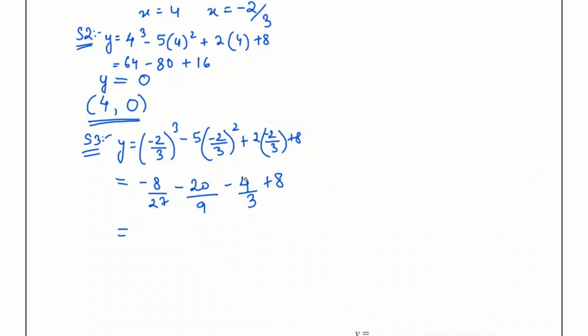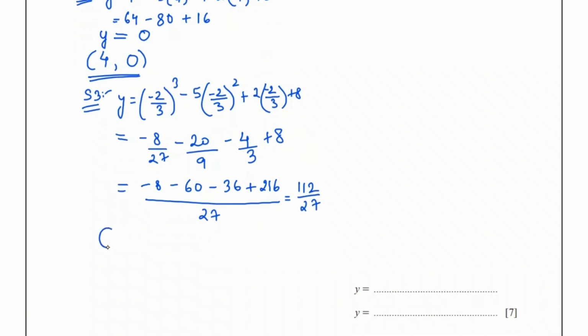Now let's take the LCM of all this. Minus 8 minus 60, 9 fours are 36 plus 27 into 8 is 216, 216 upon 27, which gives me 112 upon 27.